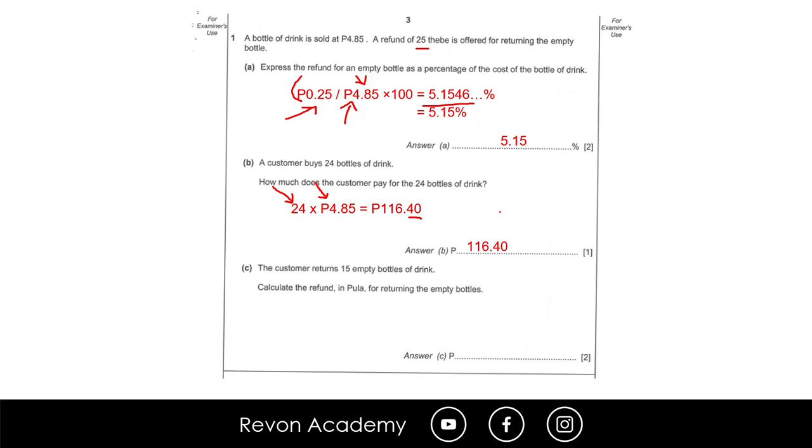The customer returns 15 bottles of drink. Calculate the refund in pula for returning the empty bottles. If you are watching this video internationally, the pula is basically our local currency, the Botswana currency. So how much would the customer get in return for returning the bottles? We just multiply how much they get, which is the refund of 25 thebe, by the number of bottles. So for returning 15 bottles, he would get 3 pula 75 thebe.